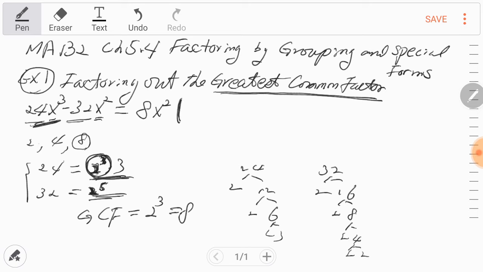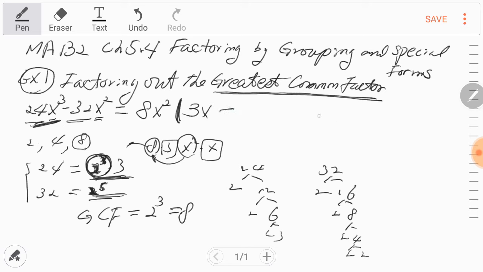Then write the missing factor. In order to make 24, 8 times 3 is 24. So 8 is factored out, 3 stays inside. Okay, how about x cubed? x cubed is x squared times x. So x squared is factored out, and x is the leftover. So write down 3x. Okay, minus 32 is the same.